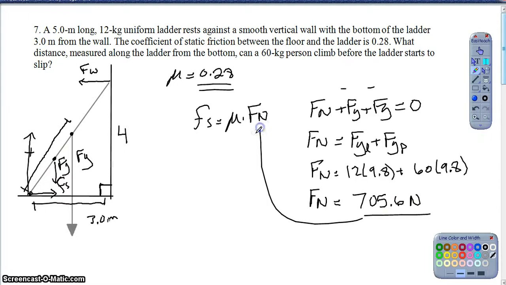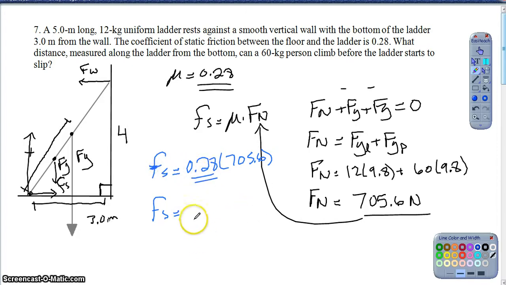But anyway, now that I know my normal force, I can plug that in to find my frictional force, right? So friction would then be the coefficient, the 0.28, times 705.6 or 706, depending on if you rounded that. Okay, so the maximum frictional force, that's what this is telling me. The maximum that friction can be ends up being about 197.6 newtons of force. Again, that's representing the maximum friction, so anything above that is when the ladder would start to slip.